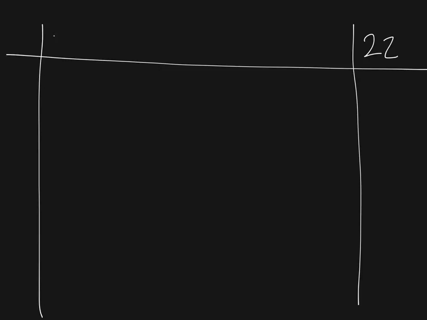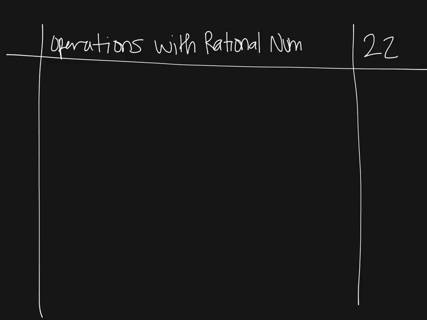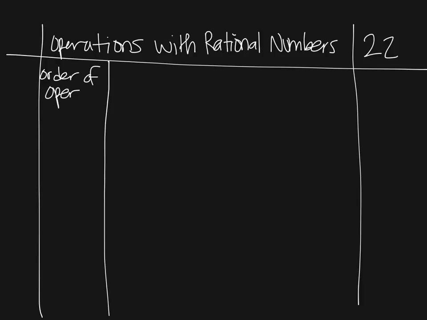So the title of this page is Operations with Rational Numbers. And we're going to write it our Cornell style. And the first thing we're going to write is order of operations.